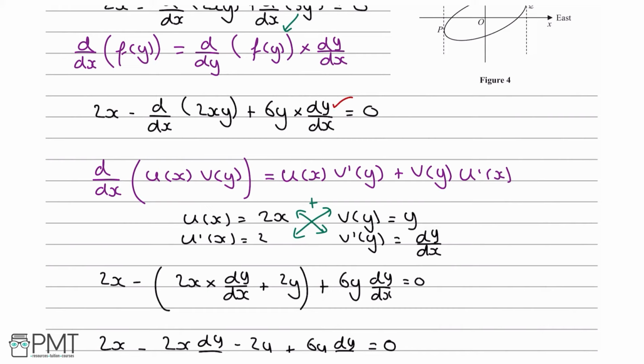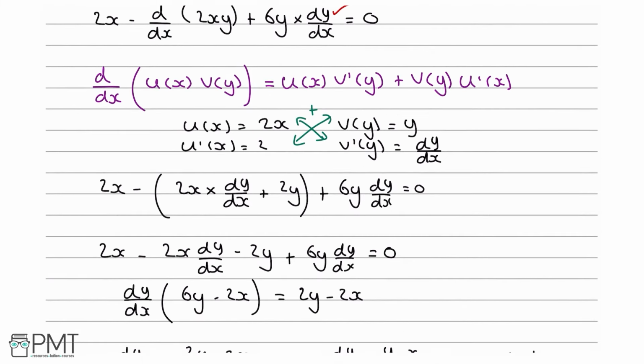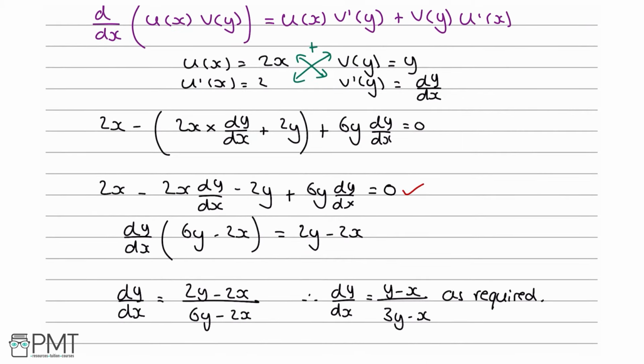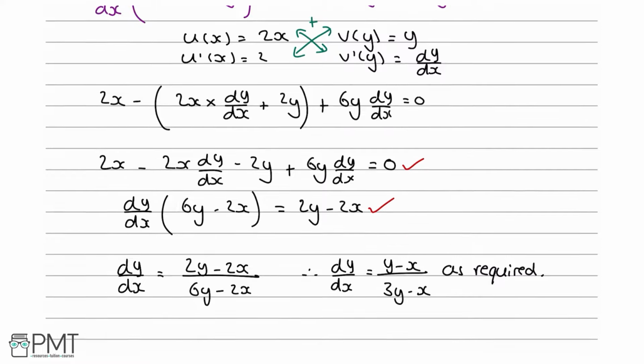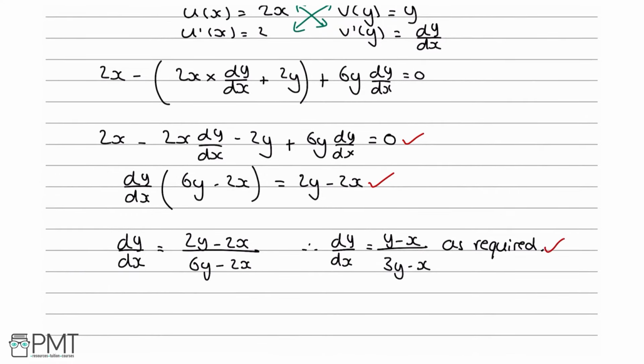Your second mark comes from differentiating all the terms correctly and getting them in this line here, okay? So representing them this way gets you your second mark. Your third mark comes from rearranging and taking dy by dx out as a factor, as we have on this line. So this is worth your third mark. And then your final mark comes from doing the necessary algebraic simplifications to get dy by dx equals y minus x over 3y minus x as required.